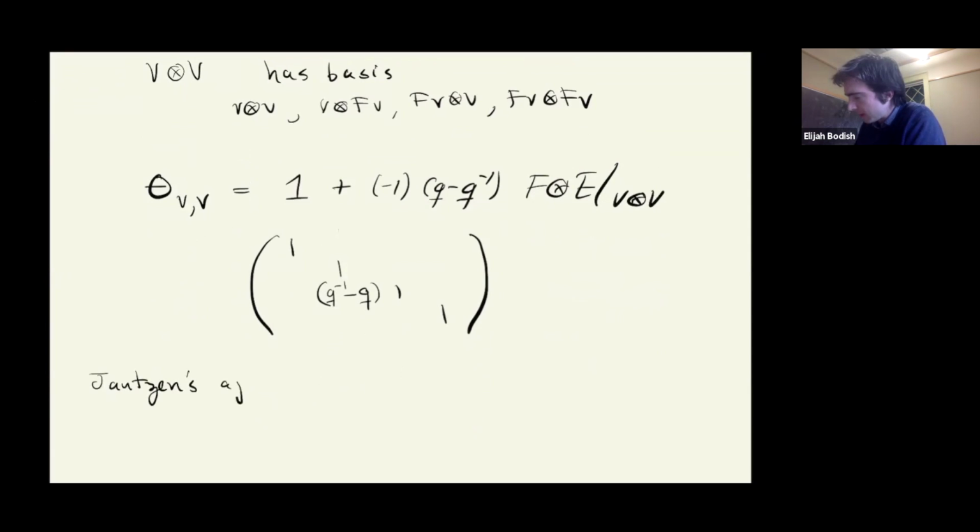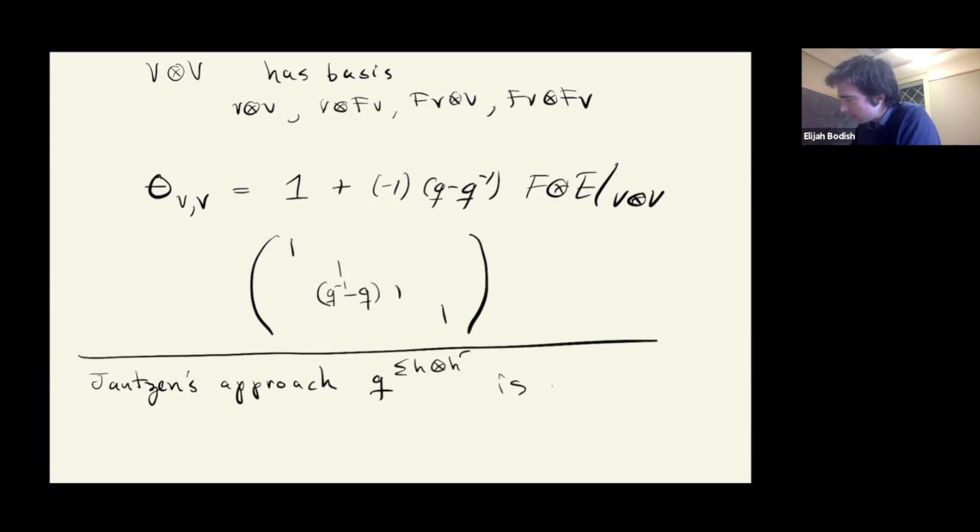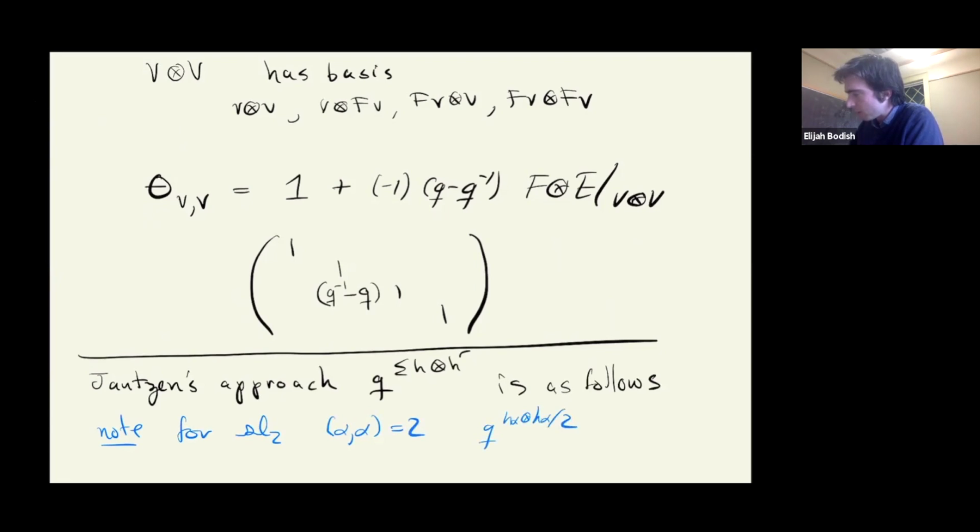It simply introduces some linear maps which will act on weight vectors as we want it to. So Janssen's approach to Q to this term is as follows. And the one thing maybe to keep in mind, although sorry if this is confusing, is that for SL2, alpha alpha is 2. And so we might want Q to the H alpha tensor H alpha over 2.